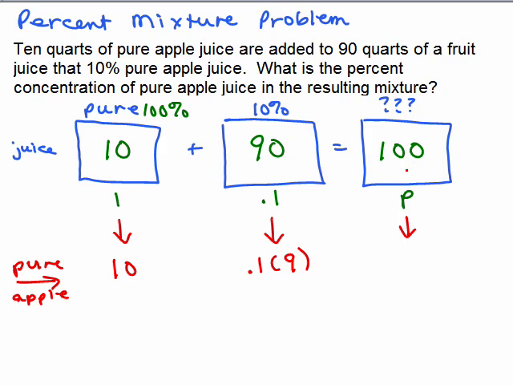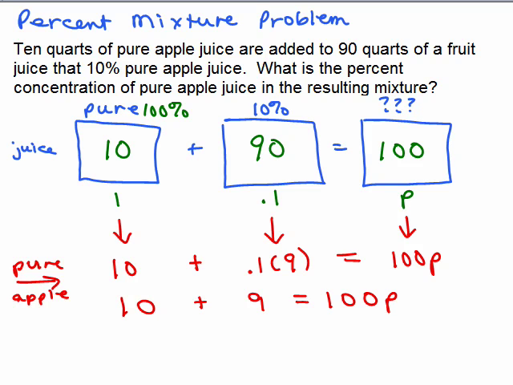And what we know is how to always get how much of the pure juice there is: you take the percent times how much stuff you have, so that's P times 100 or 100 times P. And the amount of pure apple juice I'm putting in both of these containers should still be the amount of pure apple juice in the final mixture. So there is our equation, which we could simplify a little bit if you wanted to: 10 plus 9 equals 100p.